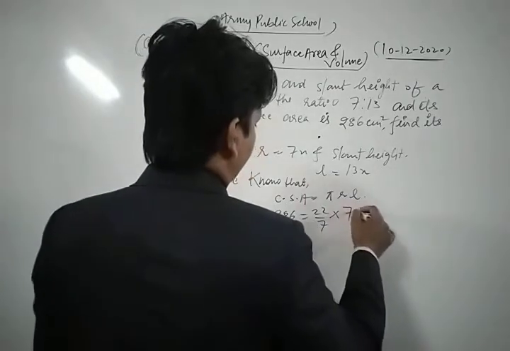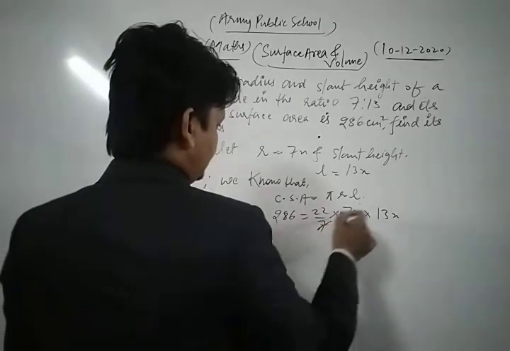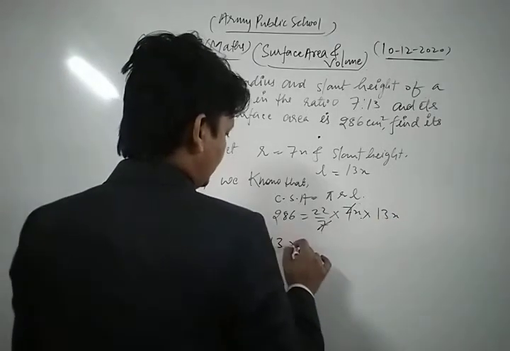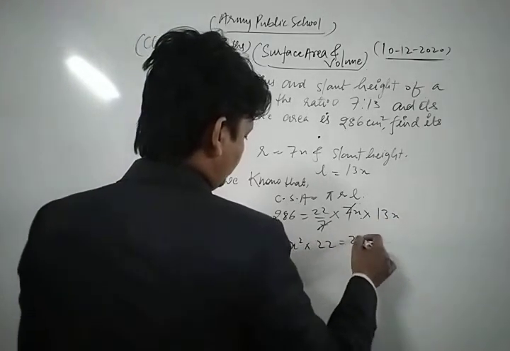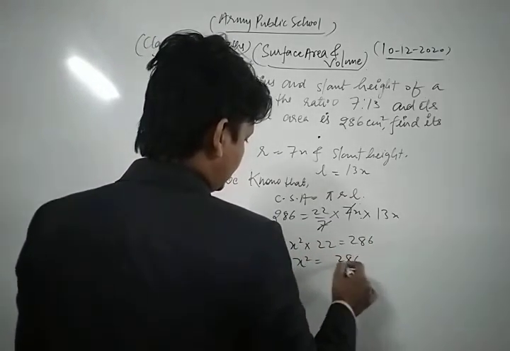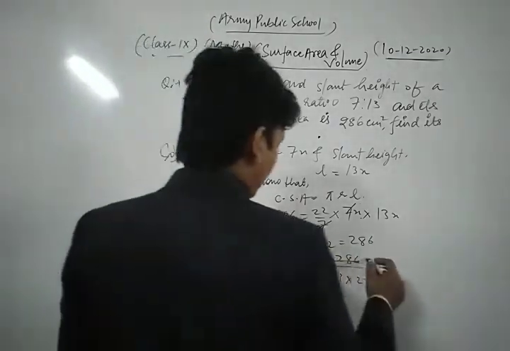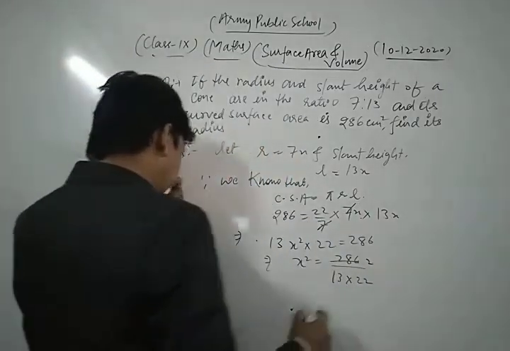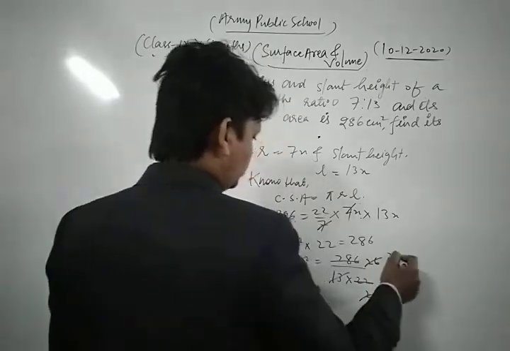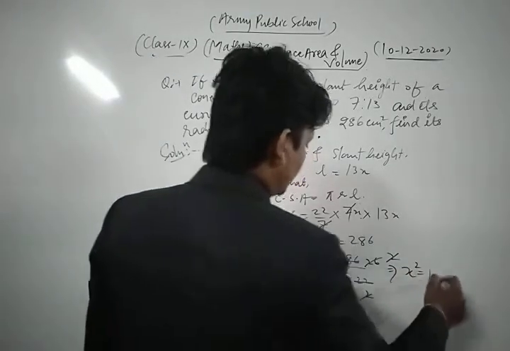which is 7x, into the slant height, which is 13x. Now the 7s cancel each other, so we get 13 into x square into 22 is equal to 286. Now x square is equal to 286 divided by 13 into 22. Cancelling, the value of x square is equal to 1.